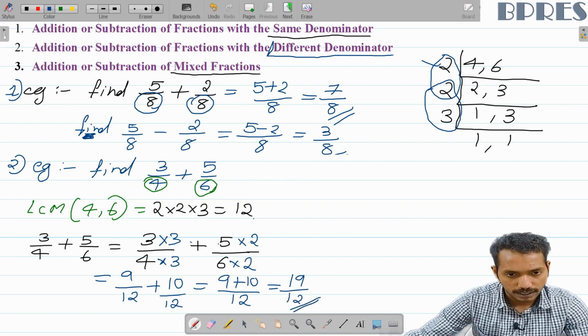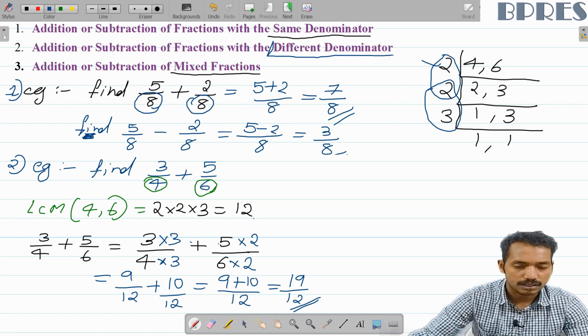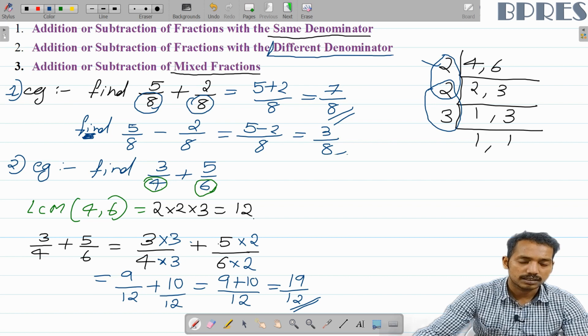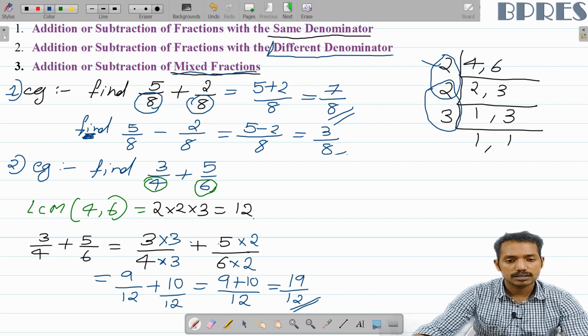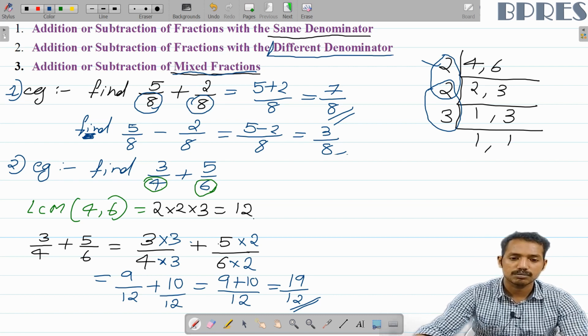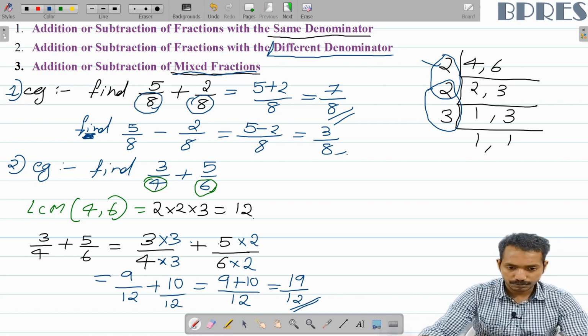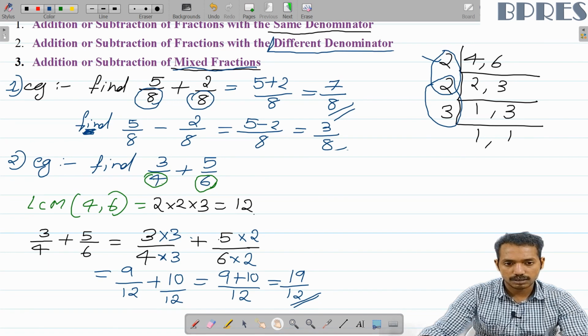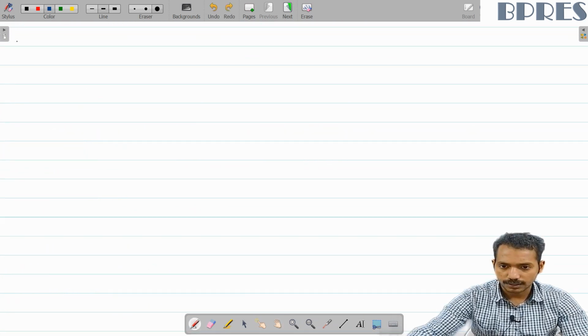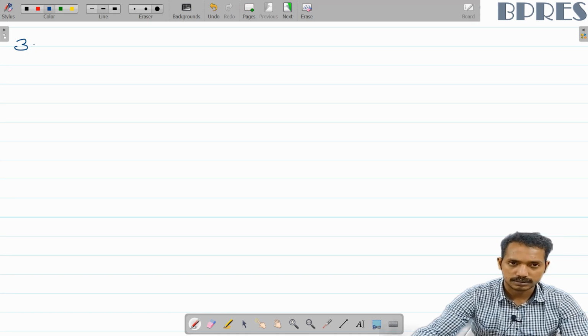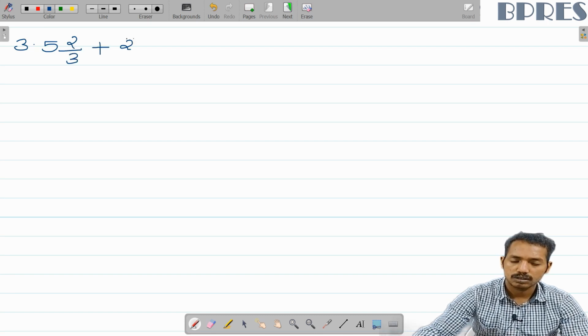Now we have discussed these two categories, that is with the same denominator and different denominators. Now we are going to discuss the third category, that is mixed fractions. How to add or subtract mixed fractions. That is very simple if you know how to add like and unlike fractions. Clear? So for that, let's take another example. The third type we are going to do, that is how to add mixed fractions. For example, 5 2 by 3, that is a mixed fraction, plus 2 1 by 4.